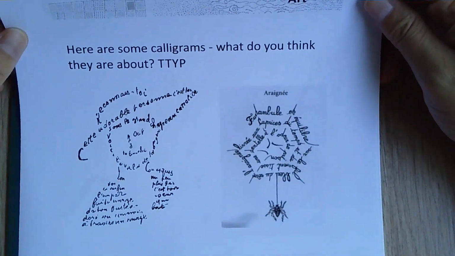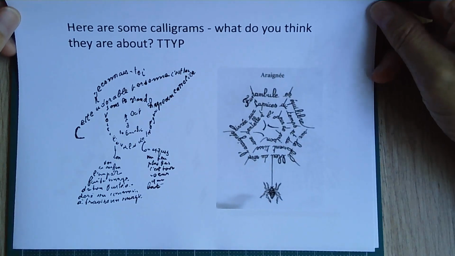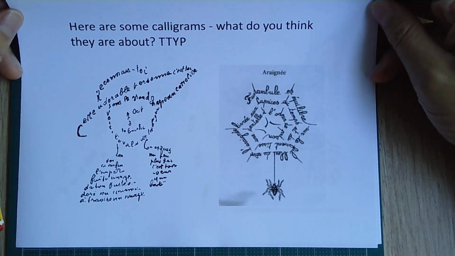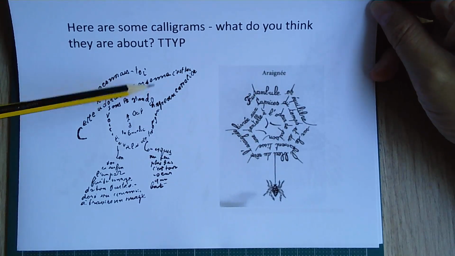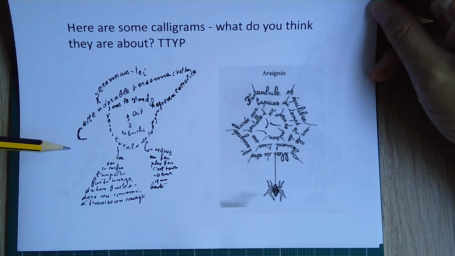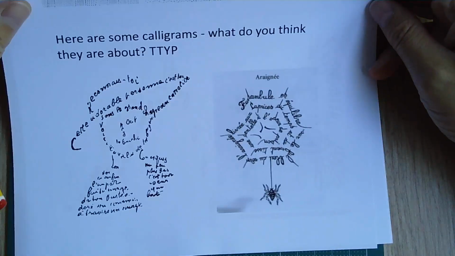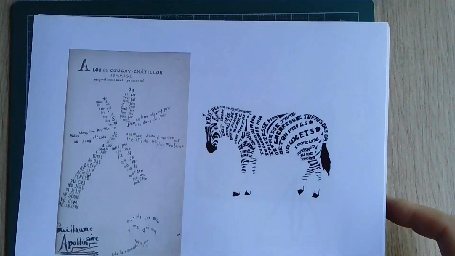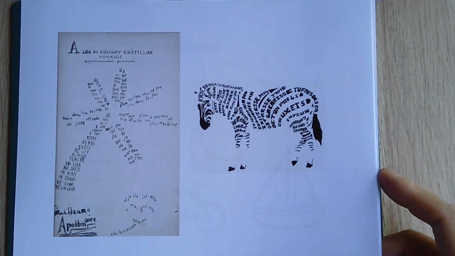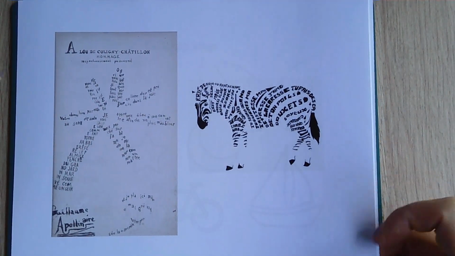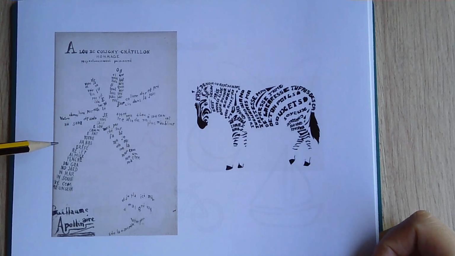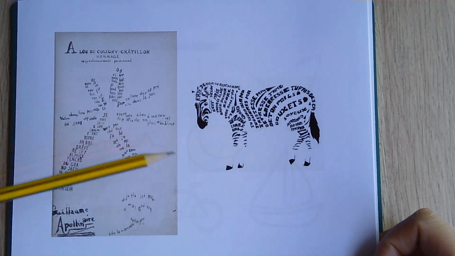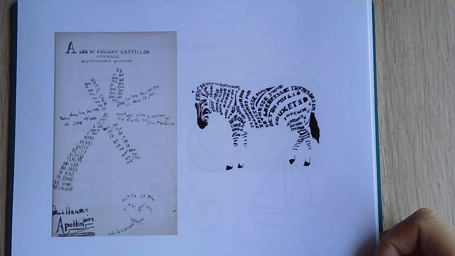Now let's take a look at some calligrams. What do you think they are? Pause and then unpause and we'll go through them. Good, so this one might be about a hat or a woman wearing a hat. And this one, you guessed it, yes, a spider's web. What about these two? Yeah, it looks like a palm tree. And this one? The zebra, yes.